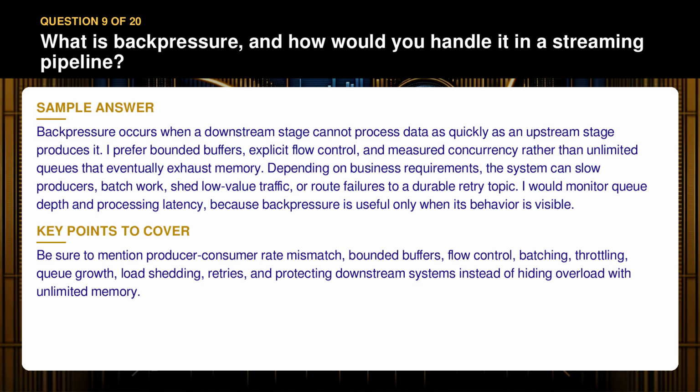Be sure to mention producer-consumer rate mismatch, bounded buffers, flow control, batching, throttling, queue growth, load shedding, retries, and protecting downstream systems instead of hiding overload with unlimited memory.